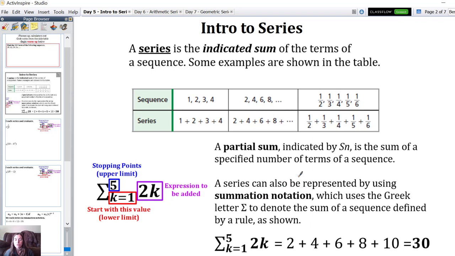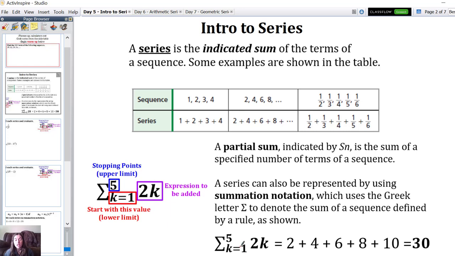A series can also be represented by using summation notation, which uses the Greek letter sigma. This letter is sigma in the Greek alphabet, to denote the sum of a sequence defined by a rule as shown here. So we've got sigma, so that's telling me we're using a sum. The sum of the first 5 terms from term 1 to term 5, where here's our rule 2k.